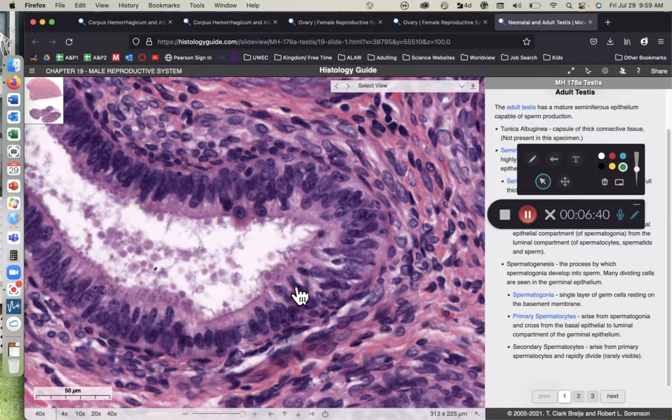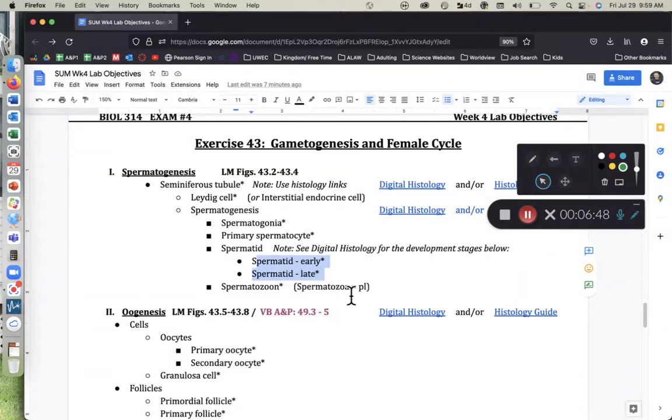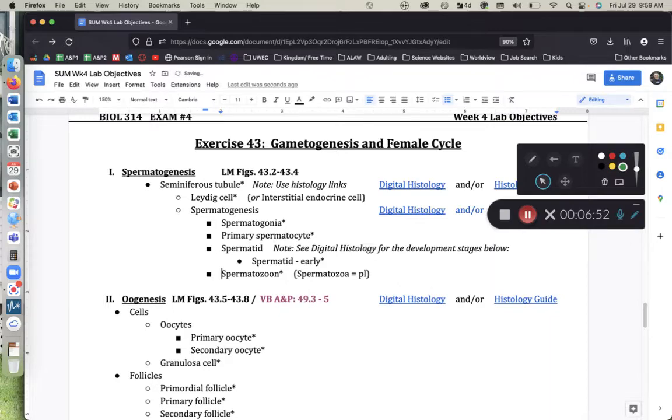You know, class, with the difficulty I'm having finding a late spermatid with our digital histology resources, I'm going to go ahead and make the unilateral call here and remove that from the lab objective sheet. Just because if I can't find it on Histology Guide and I know exactly what I'm looking for, it's not reasonable for me to expect you to find it.